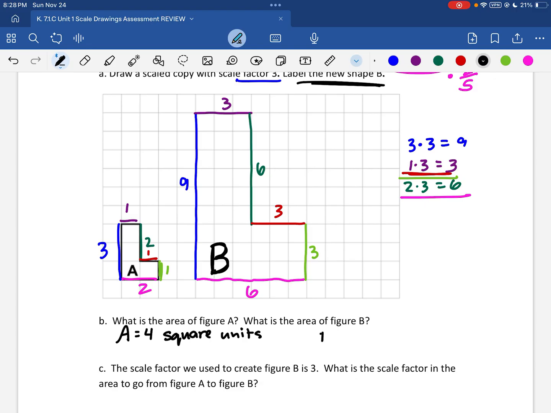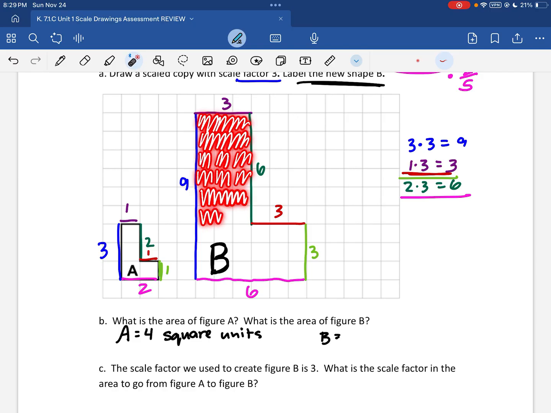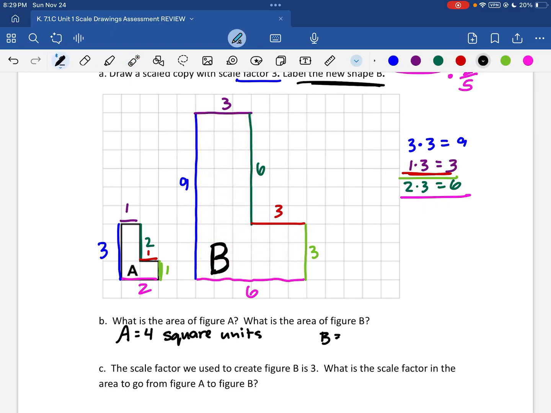We'll do the same for figure B. This one's a lot bigger, so let's count it all out. 1, 2, 3, 4, 5, 6, 7, 8, 9, 10, 11, 12, 13, 14, 15, 16, 17, 18, 19, 20, 21, 22, 23, 24, 25, 26, 27, 28, 29, 30, 31, 32, 33, 34, 35, and 36. So B is equal to 36 square units.